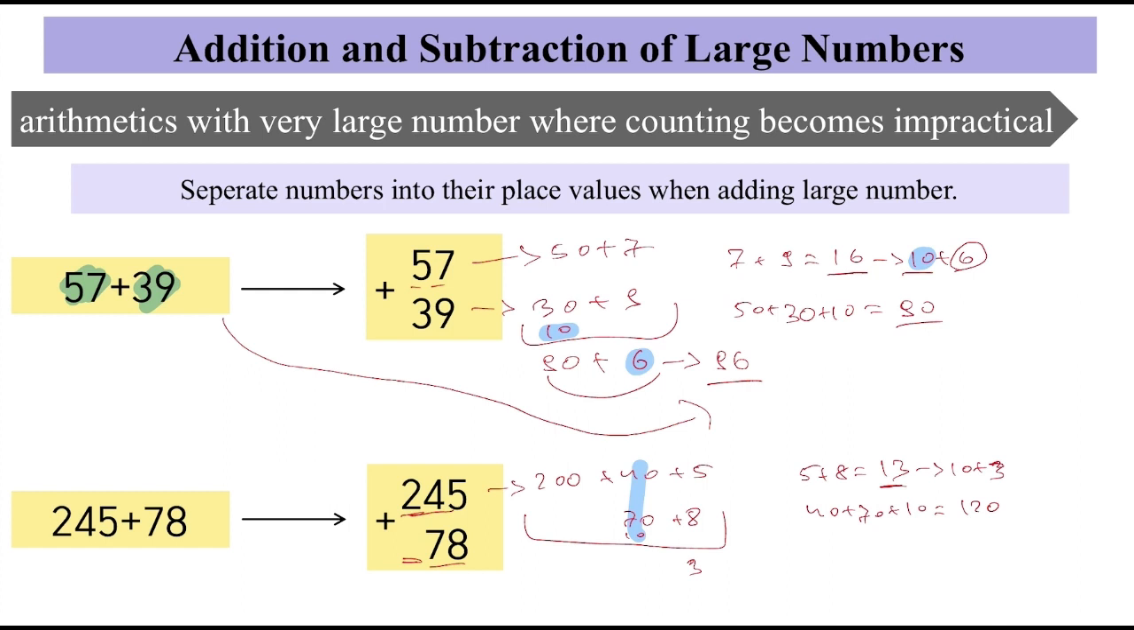So we should also separate this number into its place values. It would be 100 plus 20. 20 for the tens place, 100 for the hundreds place. Let's add the hundreds place now. 200 plus 100 makes 300. So let's add these numbers, which will be 323. 323 is the addition result of this operation.